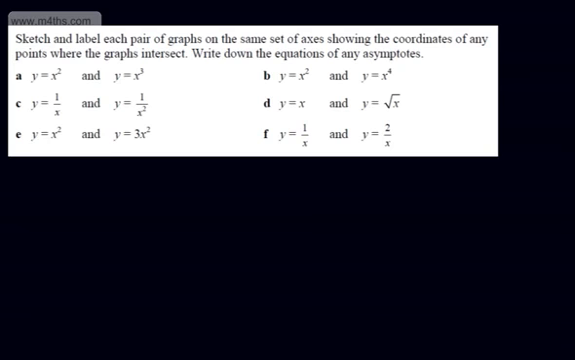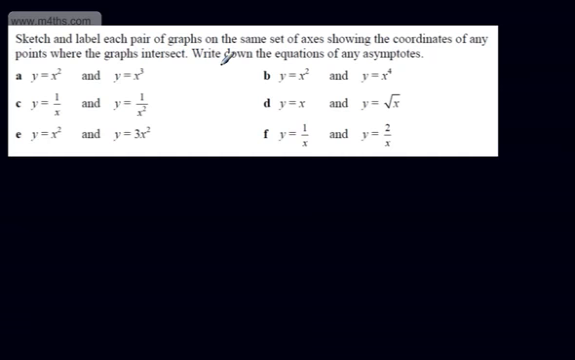In this video, we're going to continue our work with curve sketching and look at some further examples. In the first question, we're asked to sketch and label each pair of graphs on the same set of axes, showing the coordinates of any points where the graphs intersect. We're asked to write down the equations of any asymptotes.